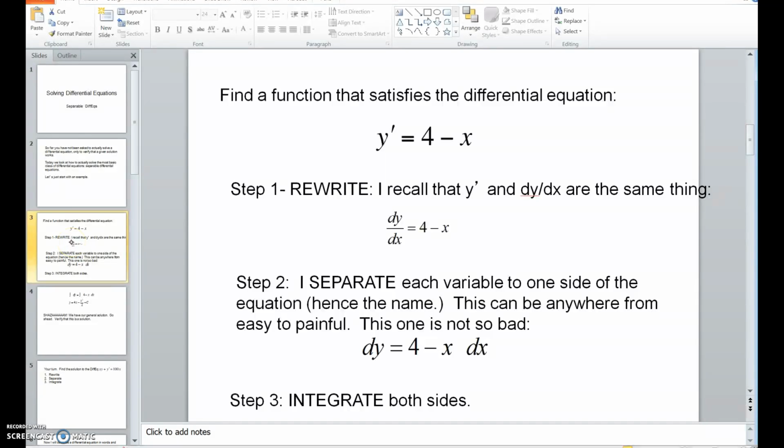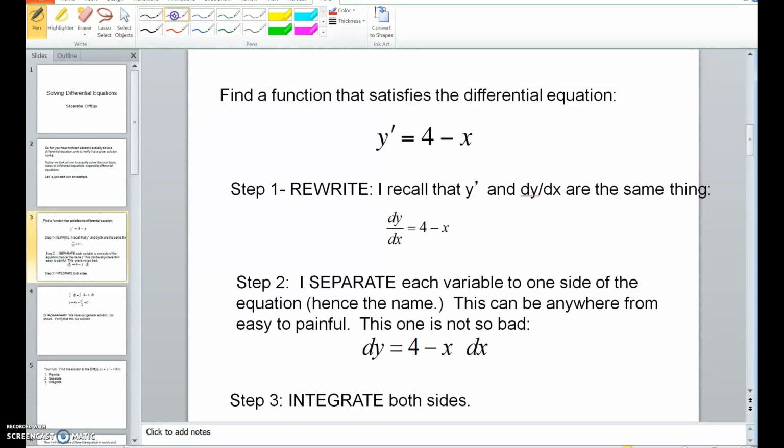And for all of these problems, we're going to follow a three-step process. We're going to rewrite the problem, we are going to separate the variables, and then we are going to integrate both sides. So here, in this simple example, we are trying to find the solution to the differential equation y prime equals 4 minus x. The rewrite step is very simple. Anywhere where I see a y prime, I'm going to replace that with dy/dx. y prime and dy/dx mean the same thing.